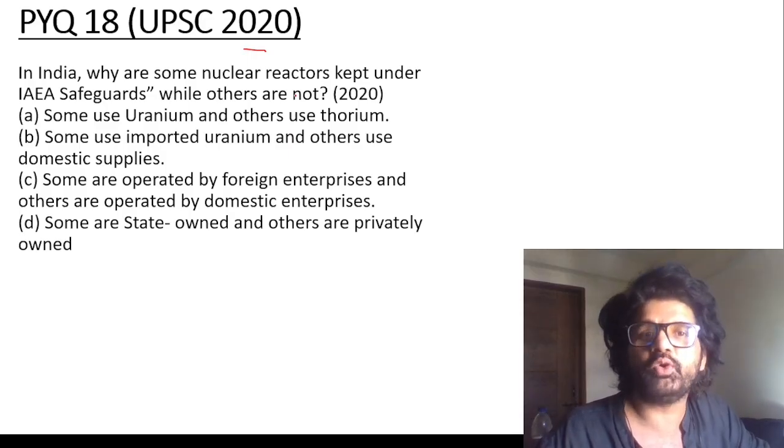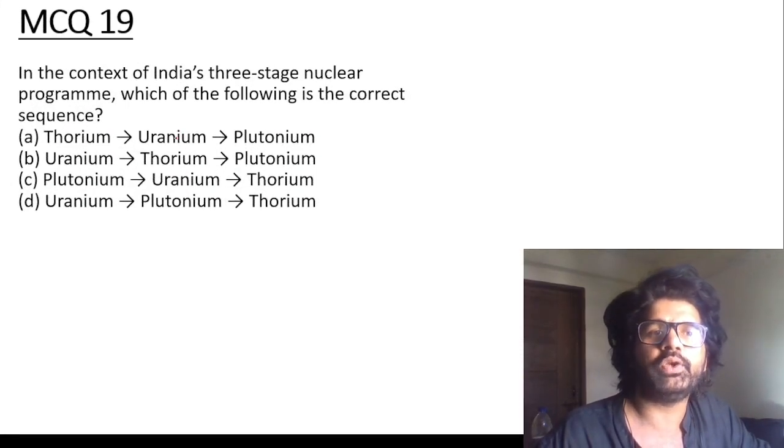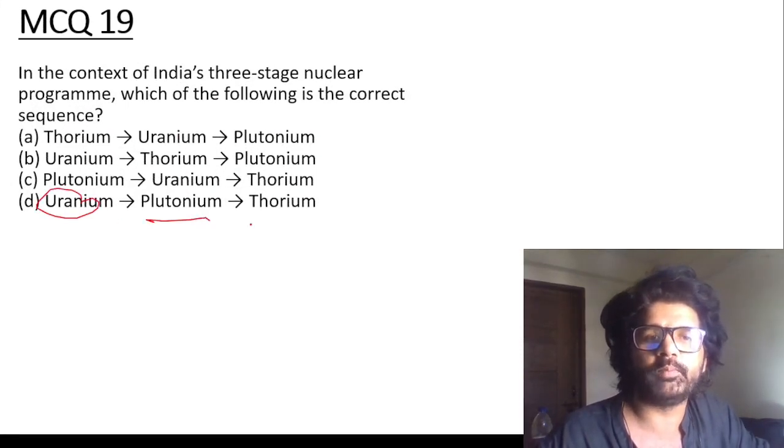Why are some nuclear reactors kept under IAEA, others are not? Because some use imported uranium, others use domestic supply. B. MCQ 19, three-stage nuclear program: first uranium, then plutonium, then thorium. D.